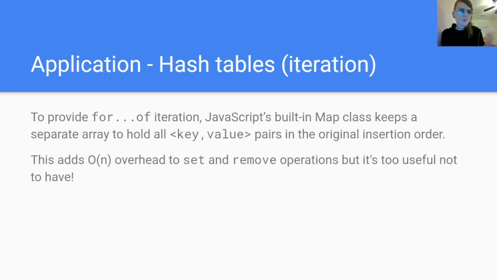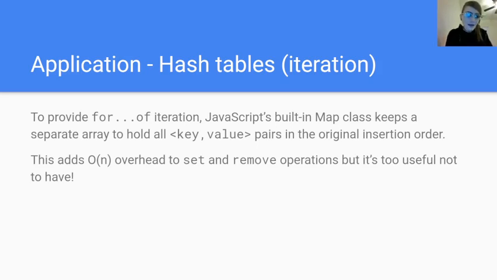All right, there's one more thing. Iteration. When you want to iterate over a hash map, hash table, they're the same thing, by the way, to iterate over it, JavaScript itself keeps a separate array to hold all the key value pairs, which are sorted basically in the original insertion order. So whenever you insert something into the map, it goes onto the end. And whenever you remove something, it just comes out of the array and everything's reindexed.